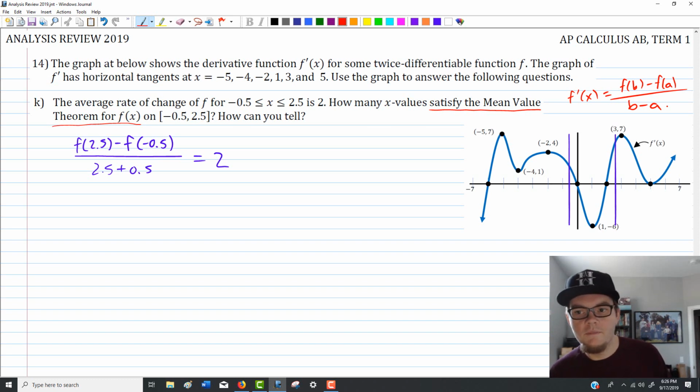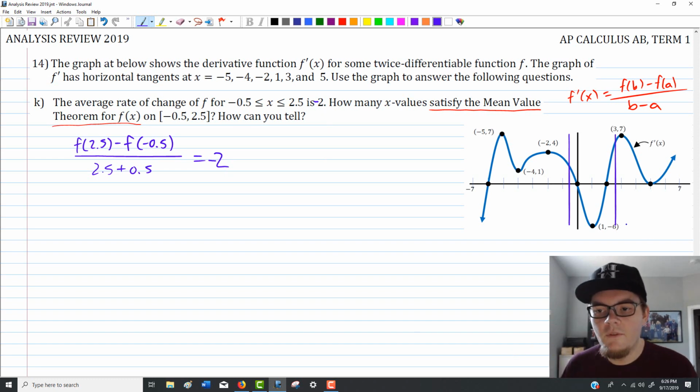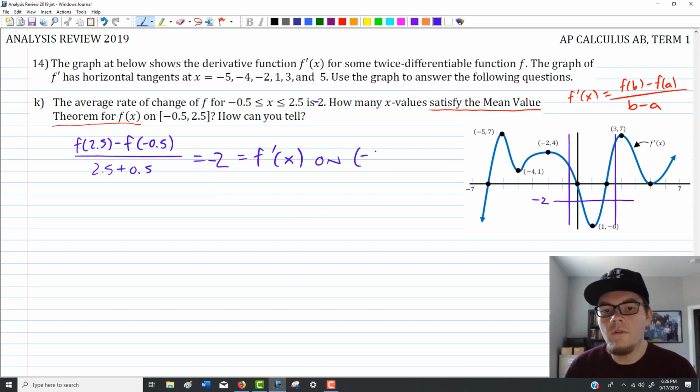So let's see here. I wonder if I meant negative 2. You know what? Let's go ahead and assume that this question was actually meant that way. I'm going to go ahead and change it so I can have that power. So we're going to assume this is actually equal to negative 2. So given that, looking on this interval then, what we're looking for is how many times does it cross this value of negative 2. How often is f prime of x equal to negative 2 on that interval from negative 1/2 to 5/2?